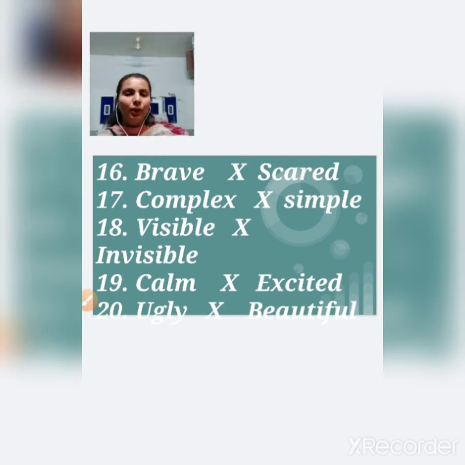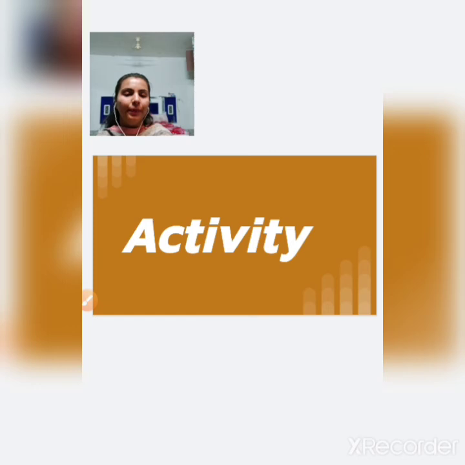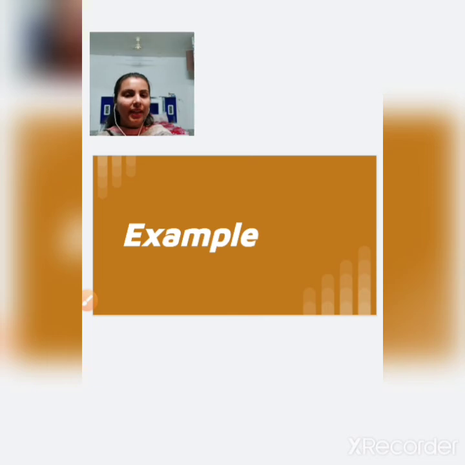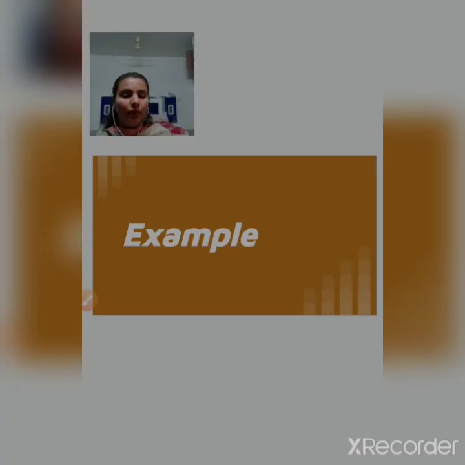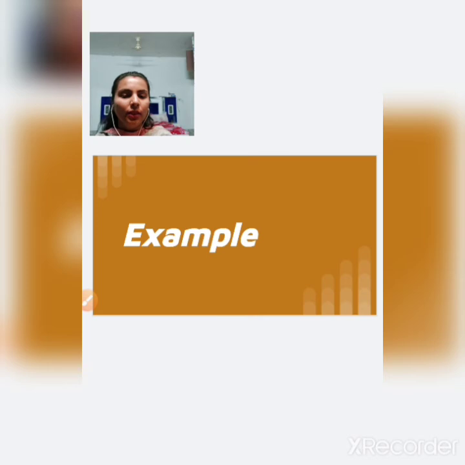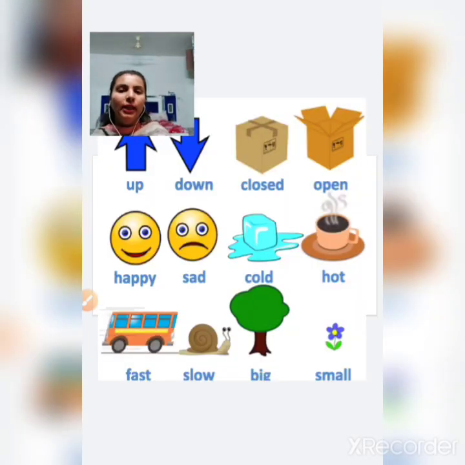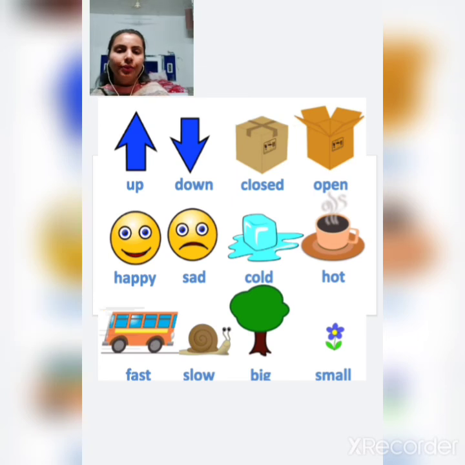Now I am going to give you one activity which you have to perform in your rough notebook. Here is your activity. List some opposites and also show them through pictures. Okay, I am going to show you one example of this activity. What you have to do is, see here. See, here is the sign of up. Similarly, the opposite sign of down is here.